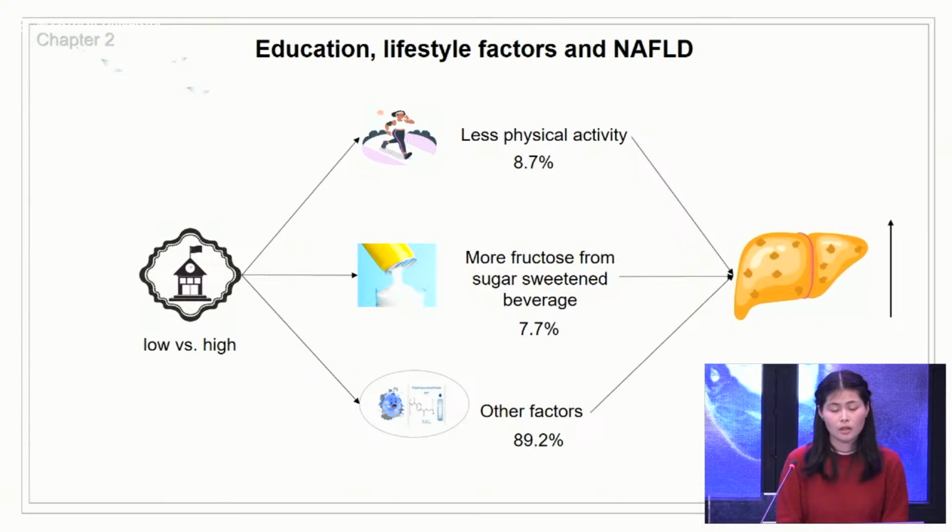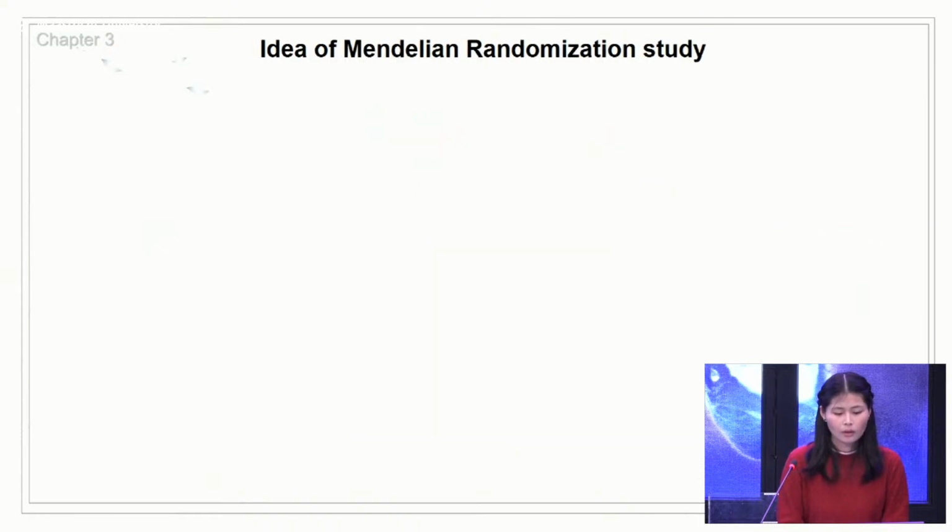Since this is an observational research, we would like to use another epidemiological method to further examine this question. The method we used is called Mendelian randomization study. I will explain the idea of this method in detail.